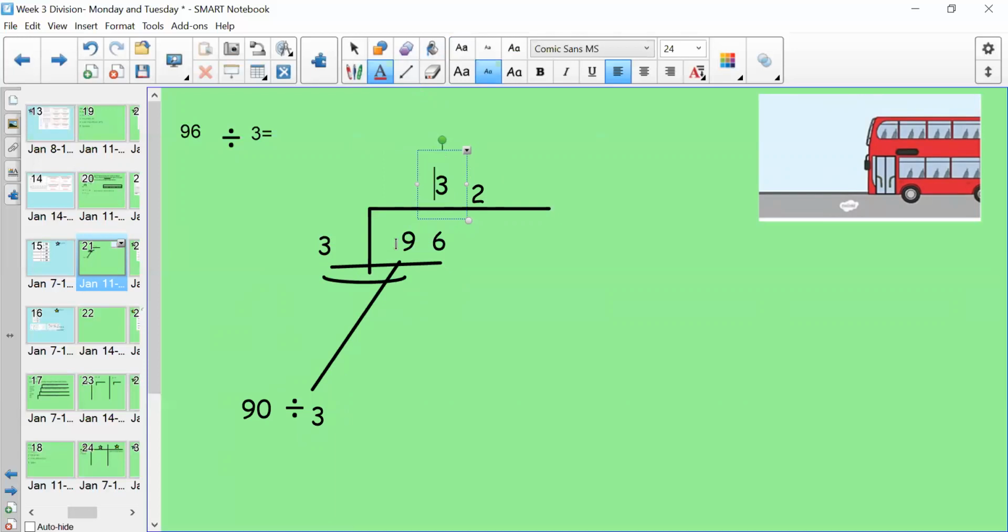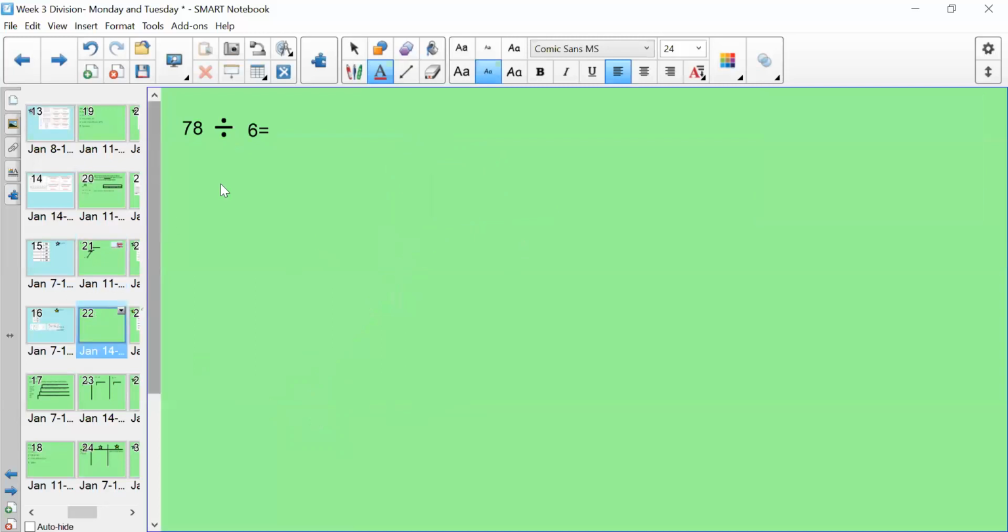Okay, when you're dividing in the tens column, the answer needs to be in the tens column. So if that 3 is in the tens column, we know it stands for 30. And if that 2 is in the ones column, we know it's standing for 2. Okay, so the answer is 32. So this is what we call the bus stop method. Okay, so now I'd like you to have a go at doing this bus stop method with this sum.